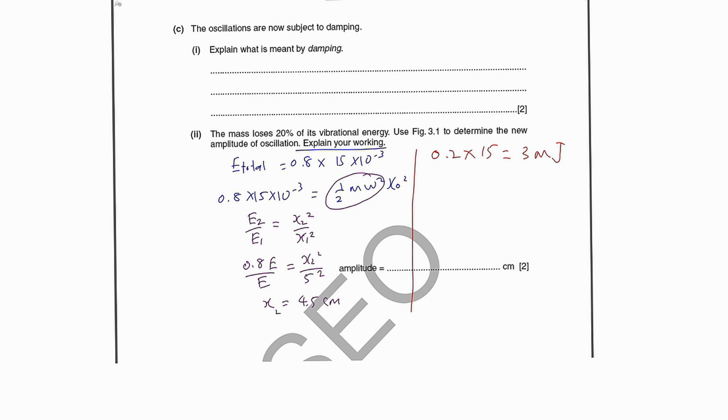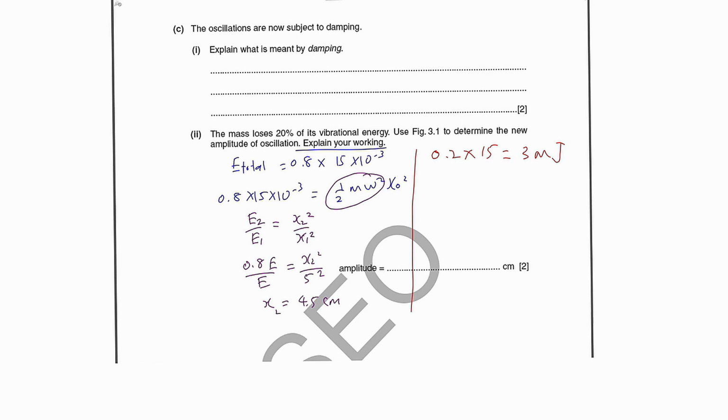So the next part is they told you the oscillations are subject to damping. So what is meant by damping? That one you can refer to your notes on this definition. But the one we'll discuss is part 2. The mass loses 20% of its vibrational energy. Determine the new amplitude. Explain your working. Remember I told you in your structured paper, whether paper 2 or paper 4, explain your working means you need some kind of statement before you start.